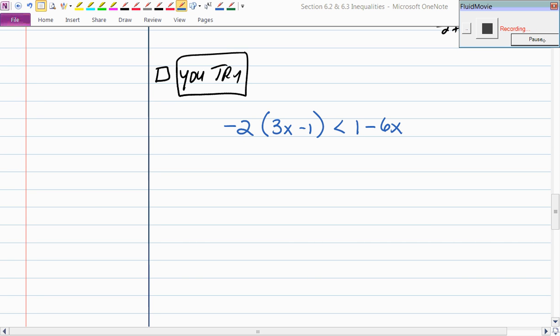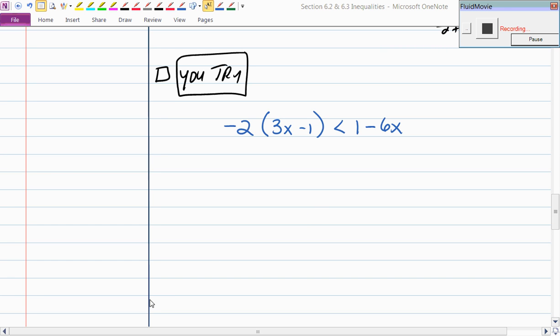Okay, last box is going to be a you try. I want you to think about this particular problem all on your own. You're trying to solve for x. It says negative 2 times 3x minus 1 less than 1 minus 6x. Okay, here we go. Let's talk about this. All right. So it's been about 3 or 4 minutes, and you've been working on this particular problem. It says negative 2 times 3x minus 1 is less than 1 minus 6x.